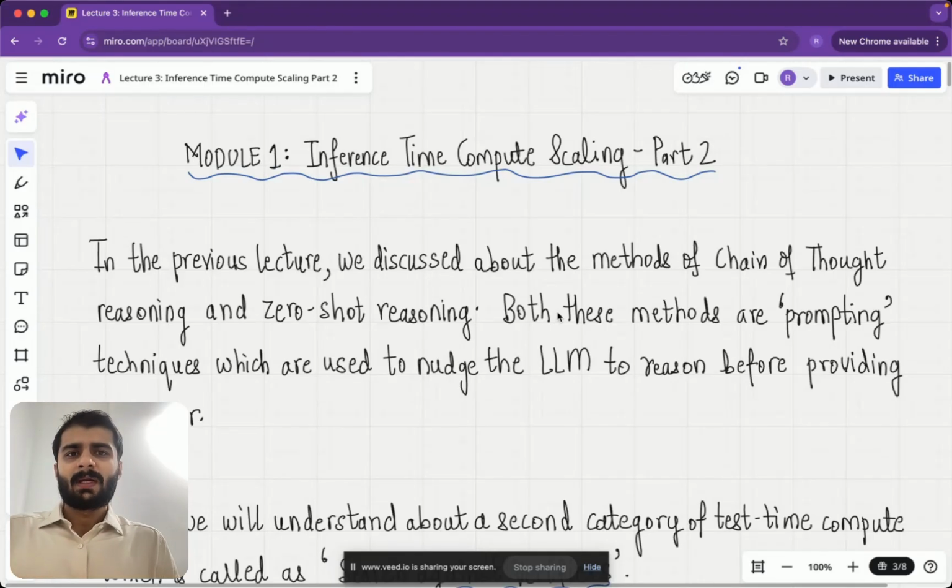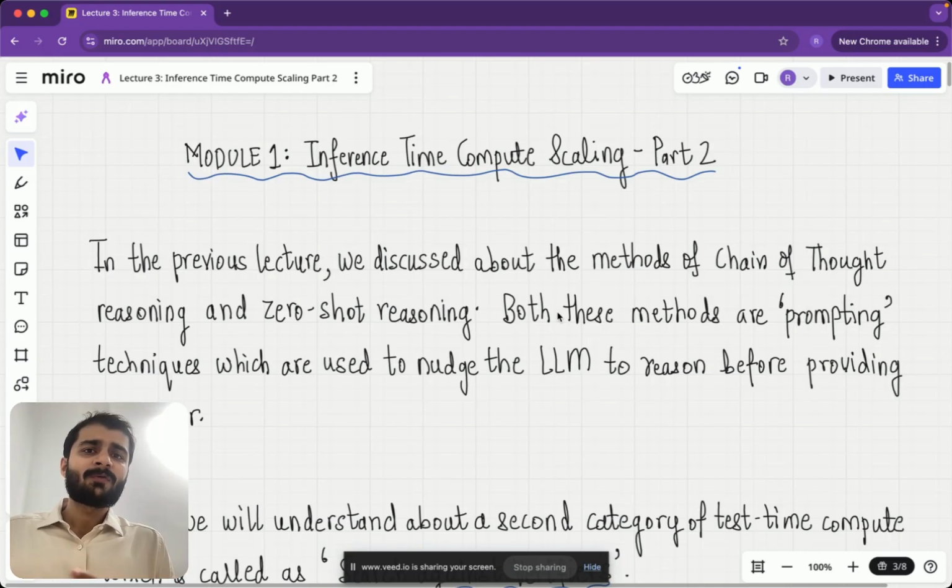Hello, everyone, and welcome to the next lecture on reasoning based large language models. Today is the third lecture in our course, and we will continue the discussion on inference time compute scaling. Remember, in the previous lecture, we discussed chain of thought reasoning and zero shot reasoning. Both of these are prompting techniques which are used to nudge the LLM to reason before the LLM provides an answer.